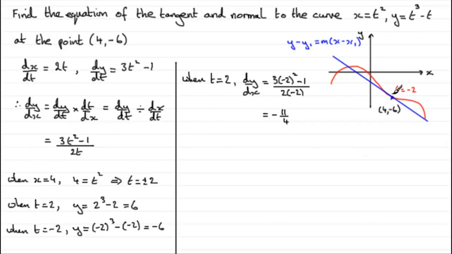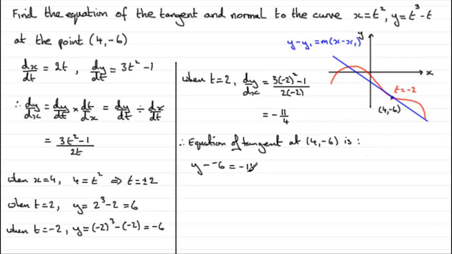So when it comes to finding the equation of the tangent, we're in a good position. So just write an intro here now. We can say equation of tangent at the point here, 4, minus 6, is, so what's it going to be? Well, it's going to be y minus y1 there, which is the minus 6, equals m, the gradient, which is minus 11 over 4, times x minus x1.